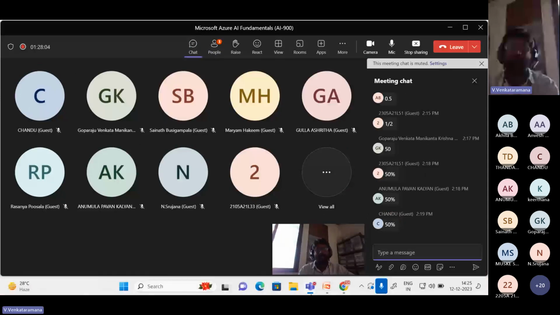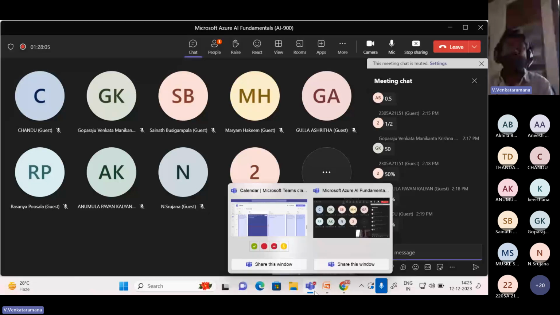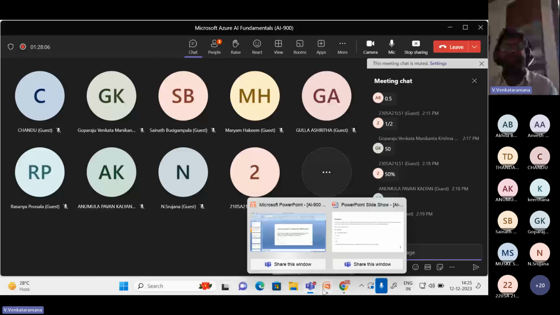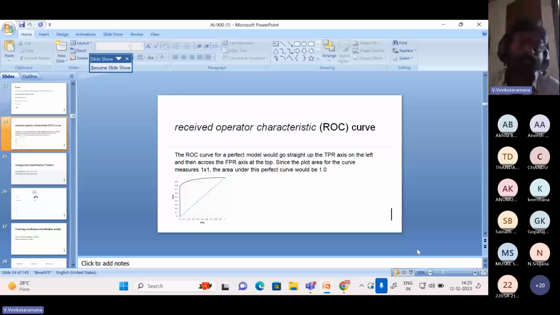Another parameter is the ROC curve, the receiver operating characteristic curve. This curve is drawn between the true positive rate and the false positive rate values. If the true positive rate goes up at the start and keeps moving across the false positive rate, then we can say your model is working fine. If you have more area under the ROC curve, then your model is fine. Otherwise, you have to change your hyperparameters further. Coming to the next topic, the categorical classification problem.